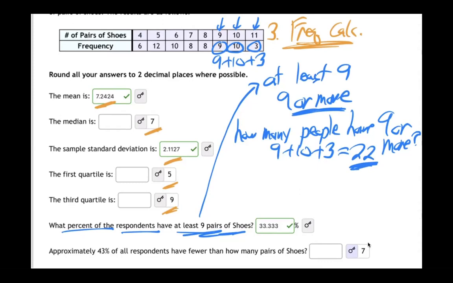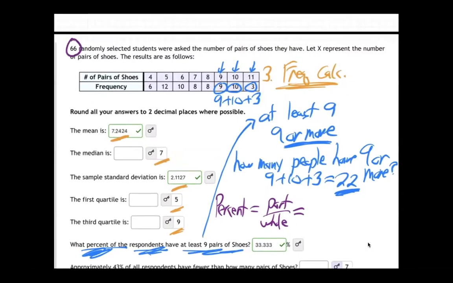See how I came up with that? 22 people. Now, we're not done yet. They said what percent of the respondents? So how do you do a percent? Percent always is part over the whole. A percentage is a part of the whole. So what part of all the people, and all the people is 66 people. So that's the whole. 66 people were surveyed. And of all of them, what part had 9 or more pairs of shoes? 22, as we just counted them up. 22 out of 66 had 9 or more pairs of shoes.